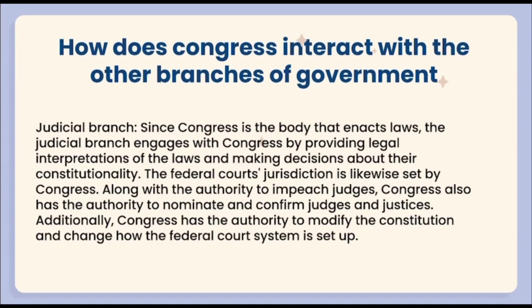And lastly, to answer this question, we will be focusing on the judicial branch. Since Congress is the body that enacts the law, the judicial branch engages with Congress by providing legal interpretations of the laws and making decisions about their constitutionality. The federal court's jurisdiction is likewise set by Congress. Along with the authority to impeach judges, Congress also has the authority to nominate and confirm judges and justices. Additionally, Congress has the authority to modify the Constitution and change how the federal court system is set up.